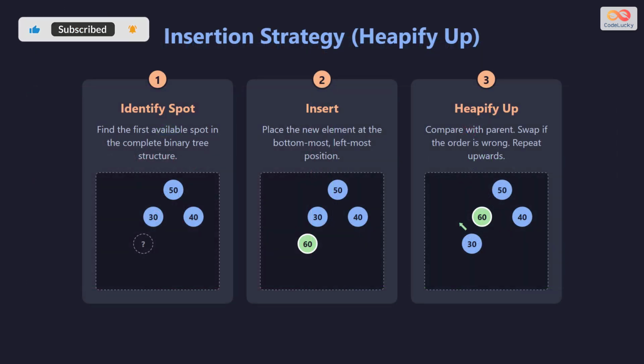Let's look at how we insert data. We start by placing the new element at the very end of the tree to maintain the complete shape. Then, we perform a process called heapify up. We compare the new node with its parent and swap them if they are in the wrong order. We repeat this until the heap property is restored.